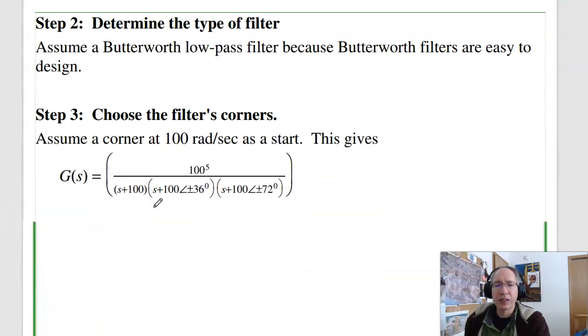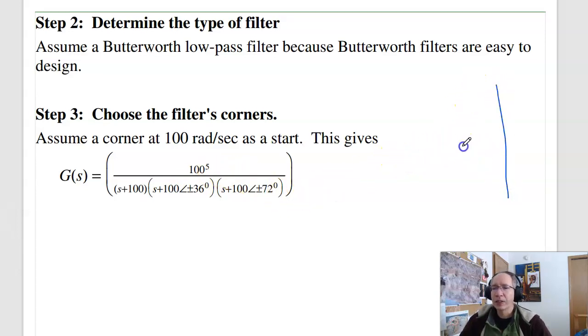The second step is pick your favorite filter type. Just remember you got to build it, so pick a filter you can build. For us, with what we know, that would be a Butterworth or a Chebyshev filter. Kind of your pick. I'm going to pick a Butterworth filter because they're easy to design. Chebyshev would probably work a little bit better, but I'm going with a Butterworth.